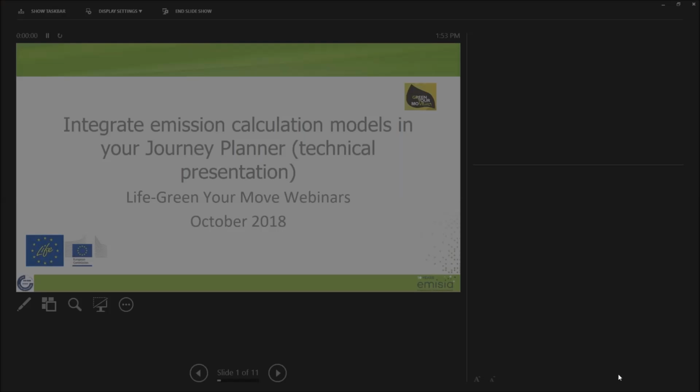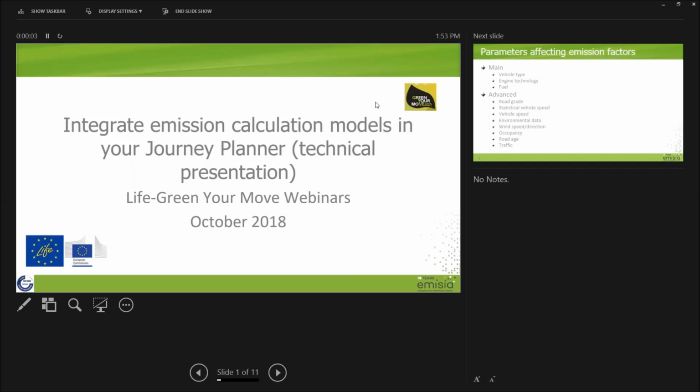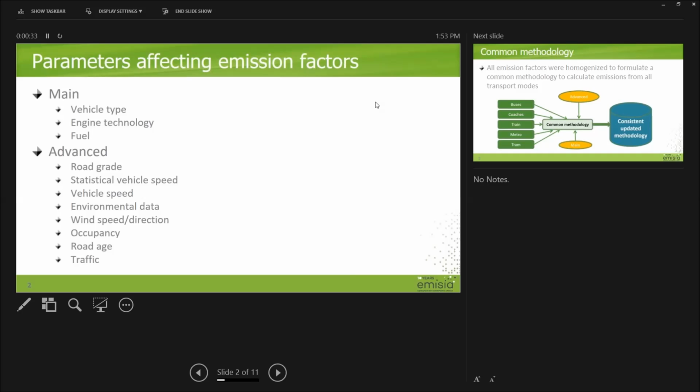Okay, thank you. So, this is a more technical presentation, even though it was a bit difficult to present the integration of the emission calculation model. So we just try to give you some basic information and then give you more information using some examples. It is easier this way, and if you need any assistance on how to do that, you can of course contact us later on.